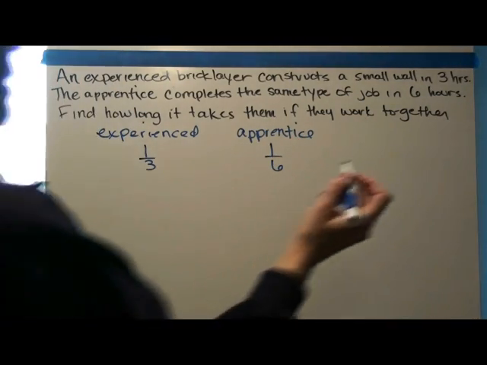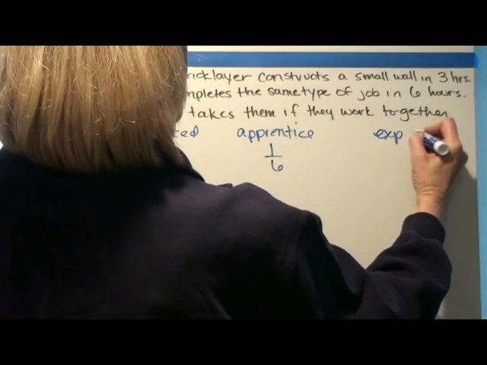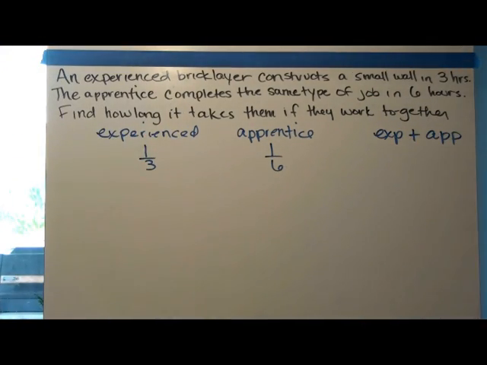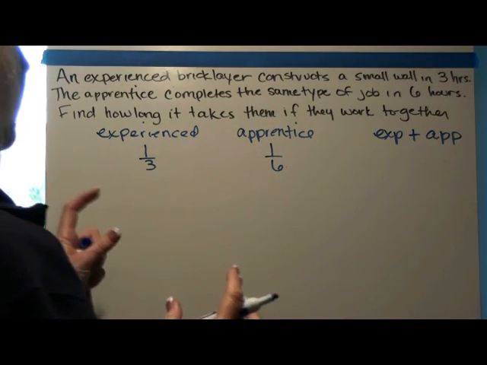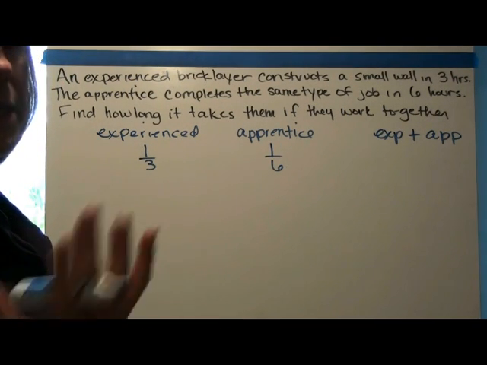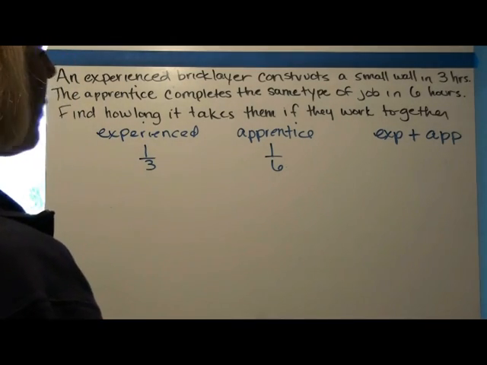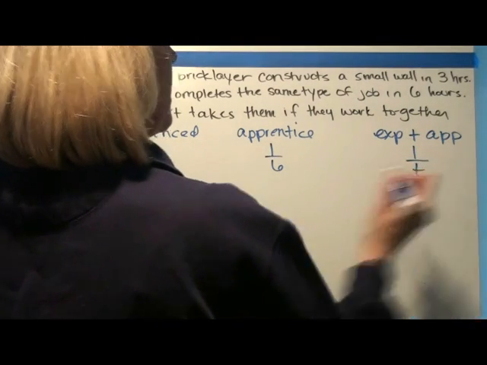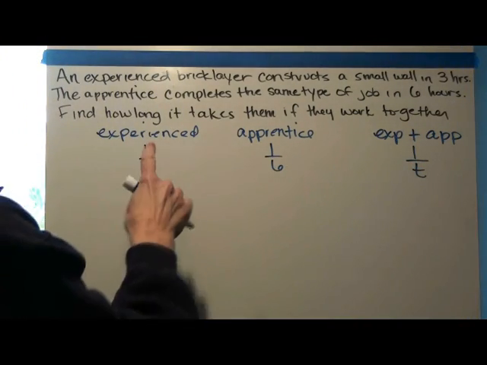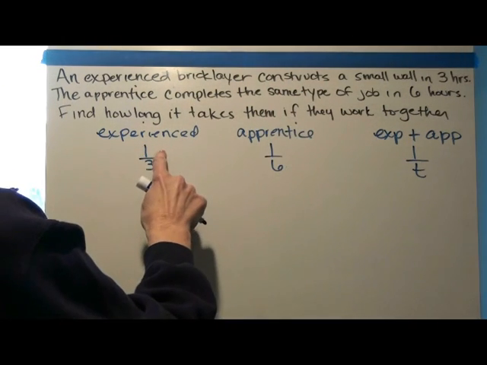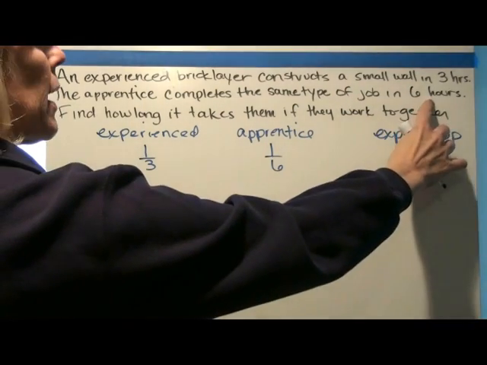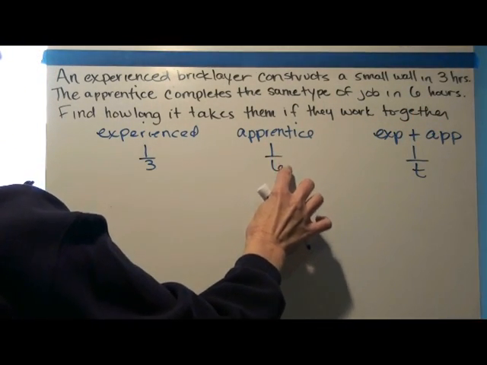Now let's put them together. Let's take the experienced guy and add him together with the apprentice. When they work together, it's some unknown amount of time to finish the wall. We'll call it t. So in an hour, the amount they'll finish is 1/t. If it took him 3 hours, then in 1 hour he'll have 1/3. If it took him 6 hours, in 1 hour he'll have 1/6.